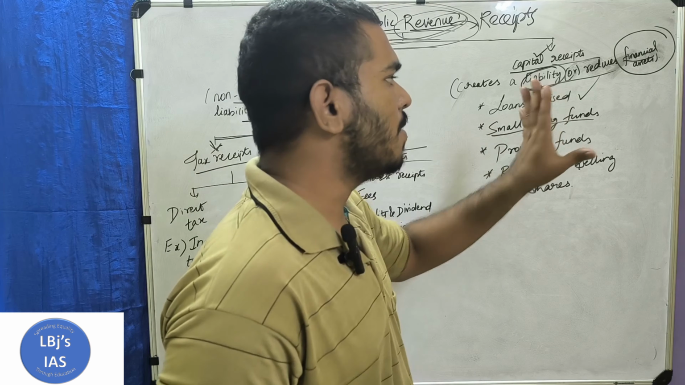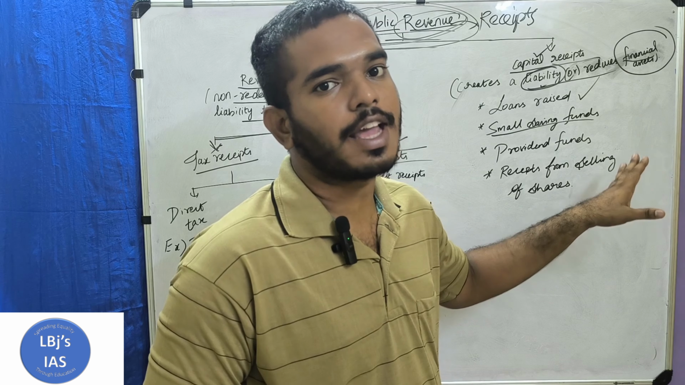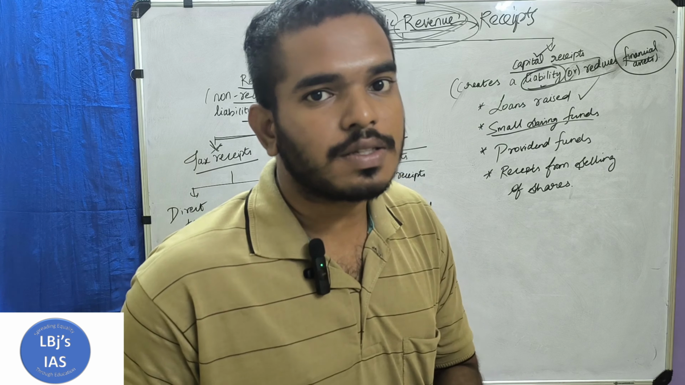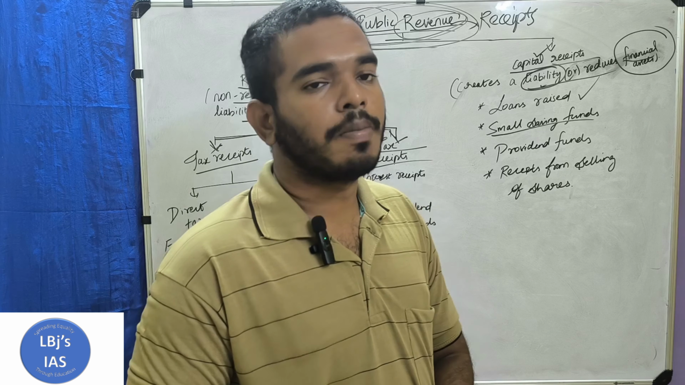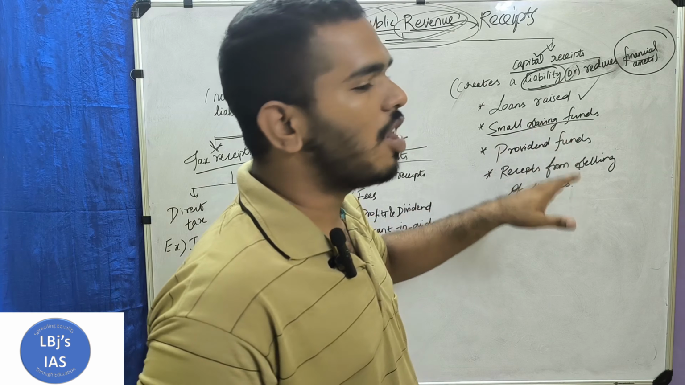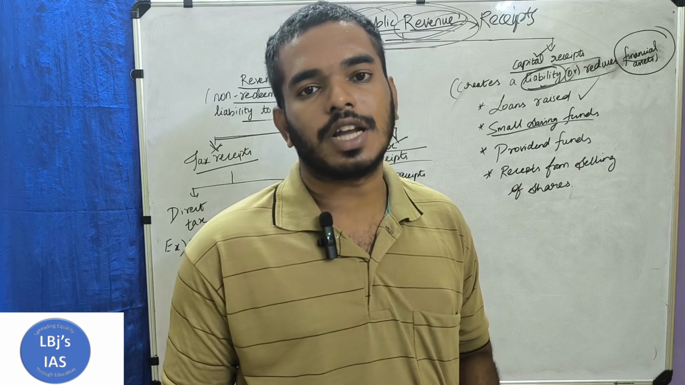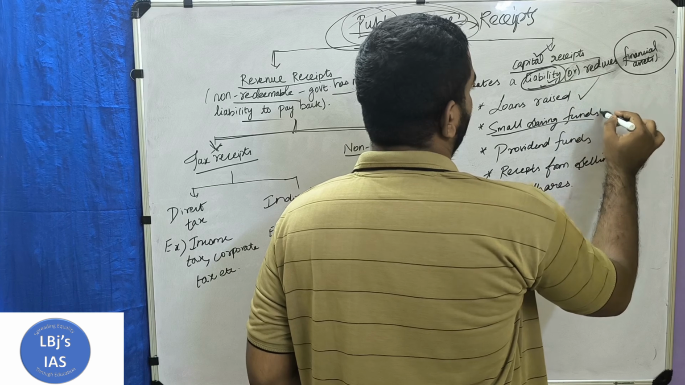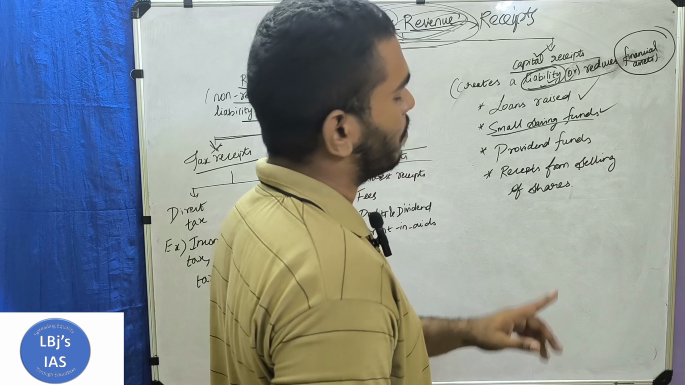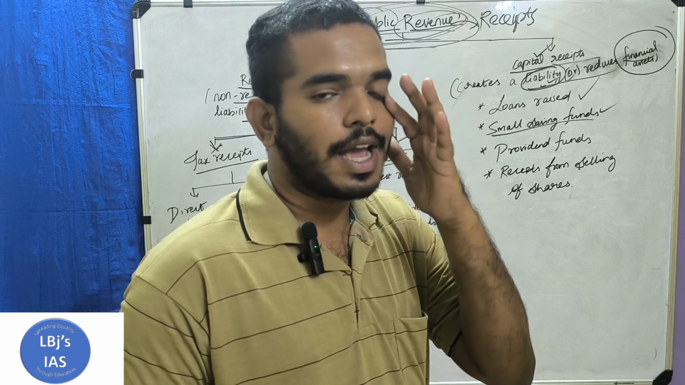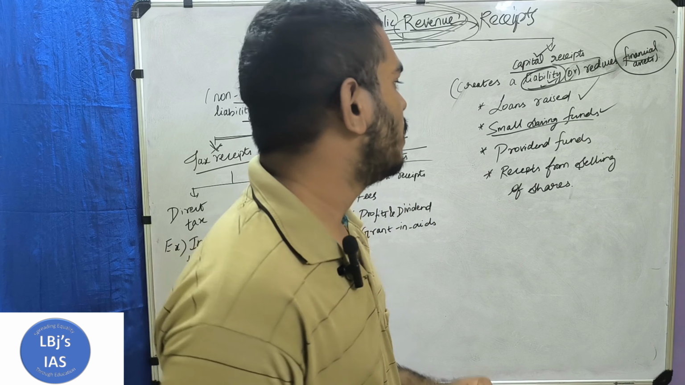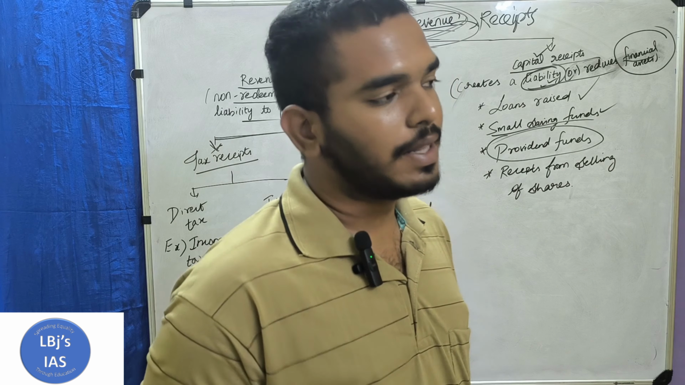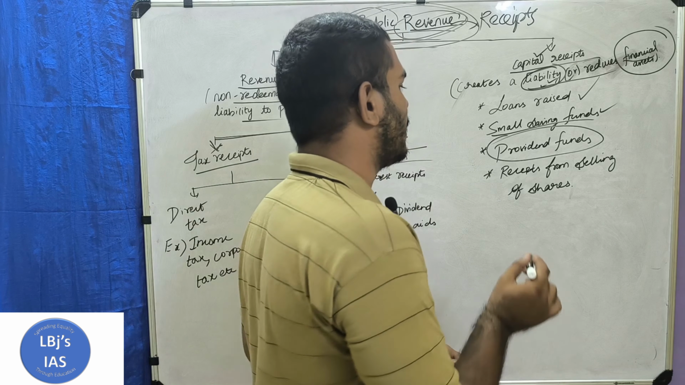Then small saving funds, like post office savings and other small saving funds, which are given by the people to the government as savings for themselves. The government needs to pay back such amounts to the people with interest. So it creates a liability for the government. Then provident fund, PF, where employees pay PF to the government. PF is deducted from the employee's salary, but the government needs to pay it back later.